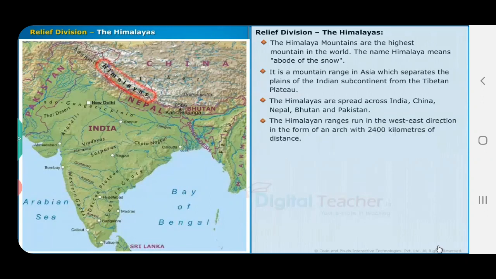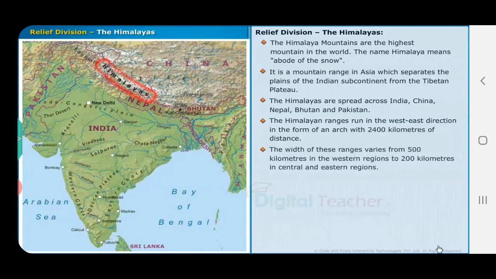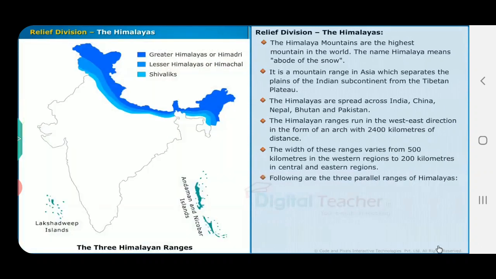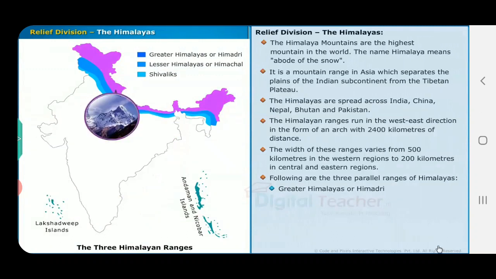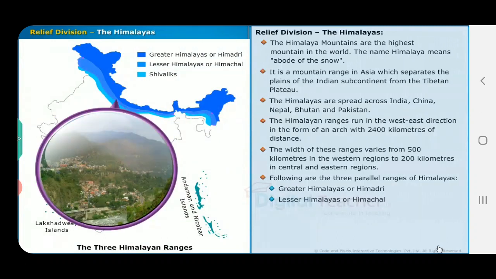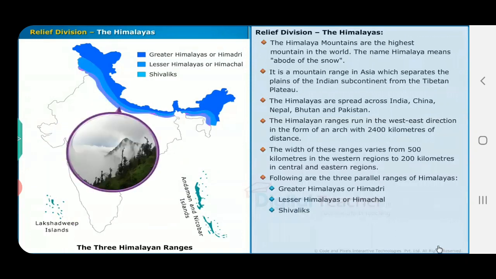The Himalayan ranges run in the west-east direction in the form of an arc with 2,400 kilometers of distance. The width of these ranges varies from 500 kilometers in the western regions to 200 kilometers in central and eastern regions. Following are the three parallel ranges of Himalayas: Greater Himalayas or Himadri, Lesser Himalayas or Himachal, Shivaliks.